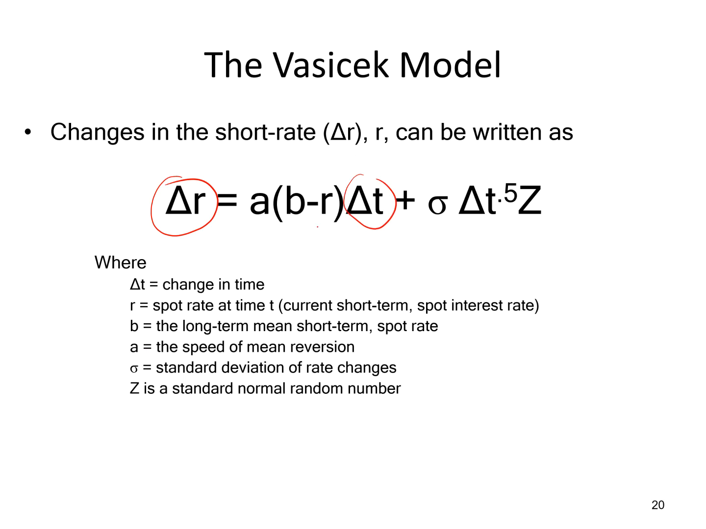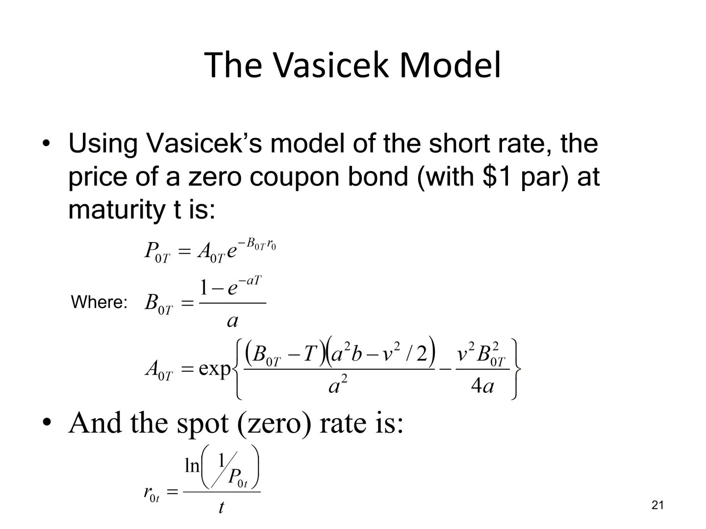the change in time times A, which is the speed of mean reversion, times the difference between long-term interest rates and the current spot rate at the time. So what's happening is this process is driving interest rates towards the mean, the long-term average. And then you have this random factor out here, standard deviation times the square root of time times the random z. Now the Vasicek model developed some formulas for pricing bonds and determining yields.